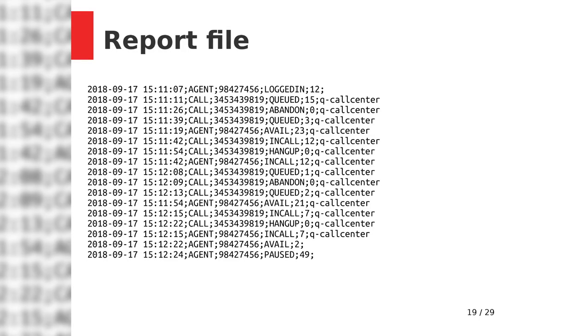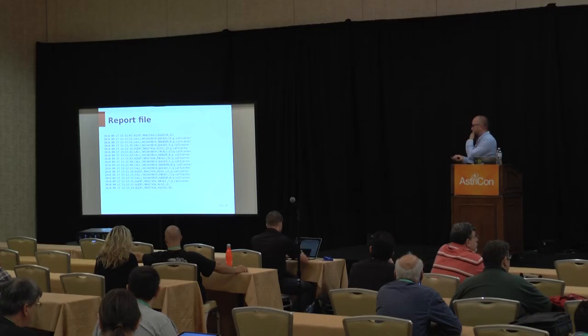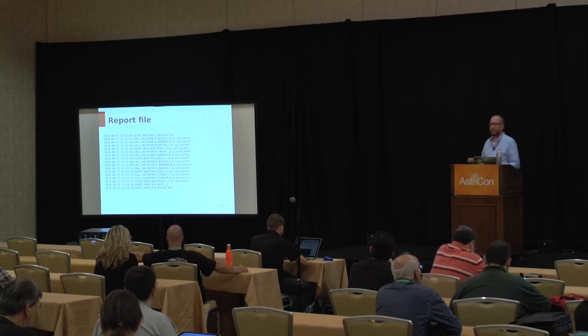So the reporting file that I've implemented is very simple. It's just a CSV file with the timestamp, who the event was regarding, the agent or the call, the ID of it, the status, and the duration of this event. And this can be used to make some kind of statistics for other purposes.